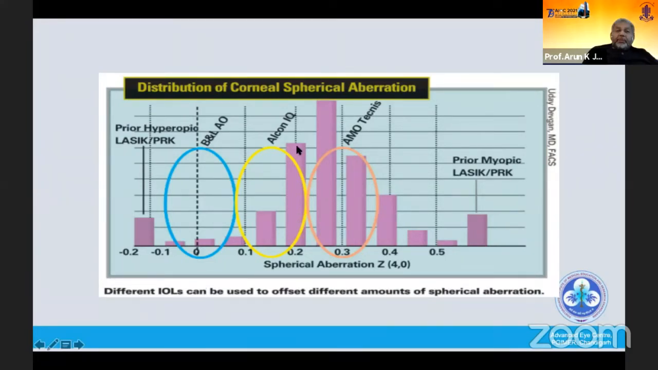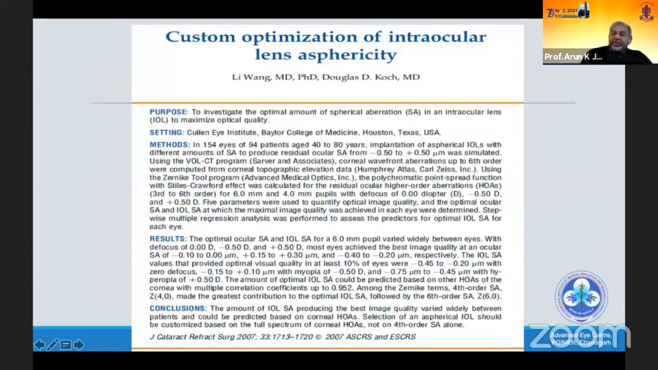As we know, this has 0.27 micron, this has around 0.2 micron, this is aspheric neutral. In a post-myopic LASIK eye, we would like to use a lens with the maximum spherical aberration correction. And in a post-hyperopic eye, we like to use a lens with a negative spherical aberration, which could be a normal non-aspheric lens.